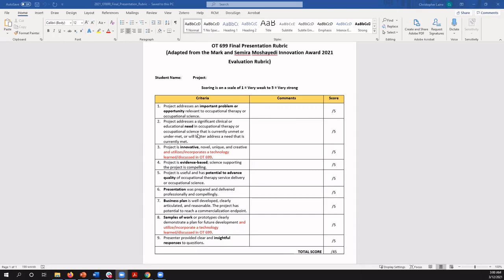Does the project address a significant clinical or educational need? I'm ignoring the occupational therapy part, obviously, because it wasn't an OT project, but this number 2 is about an unmet need. And I think there is an unmet need in speech therapy right now. I would give myself a 4 or a 5 on that one.